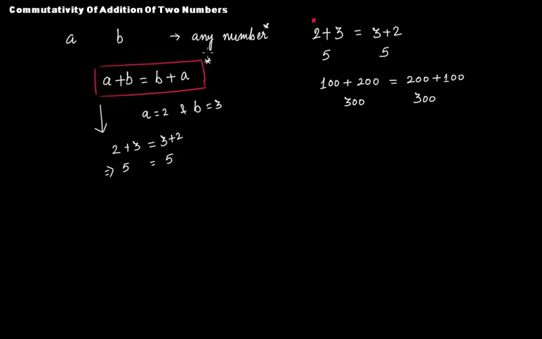And if anyone asks you what the rule for commutativity of addition of two numbers is, then you'll say a plus b is equal to b plus a, where a and b can be any numbers.